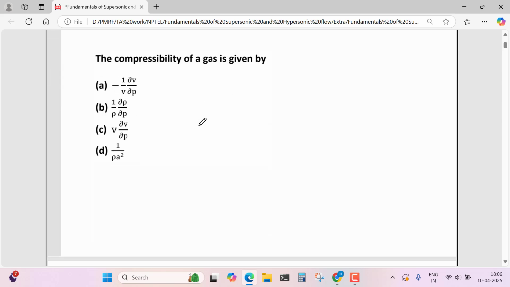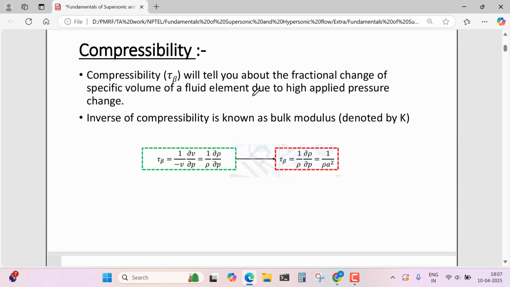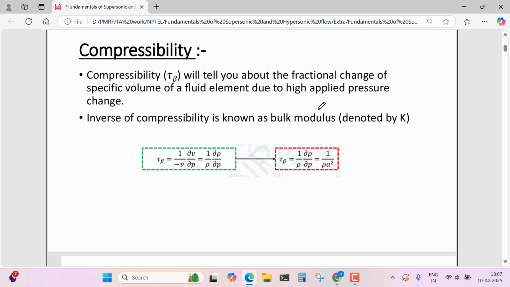The first problem is: the compressibility of a gas is given by. The problems are taken mainly from the initial assignments which were done. The compressibility of a gas is given by: A, minus 1 by V dou V upon dou P; B, 1 by rho dou rho upon dou P; C, V dou V upon dou P; and D, 1 by rho A square. So we will see what compressibility is first.